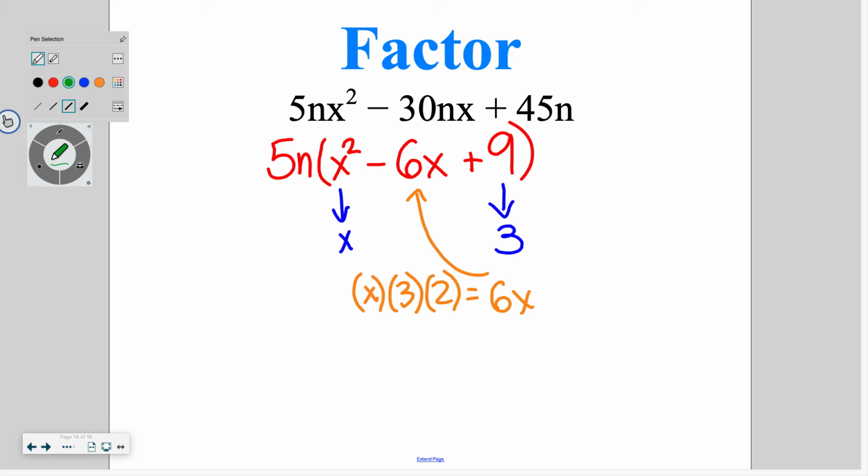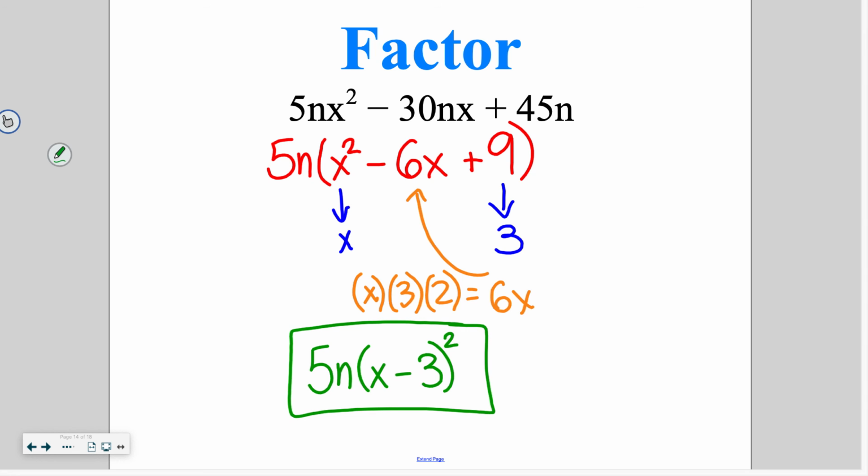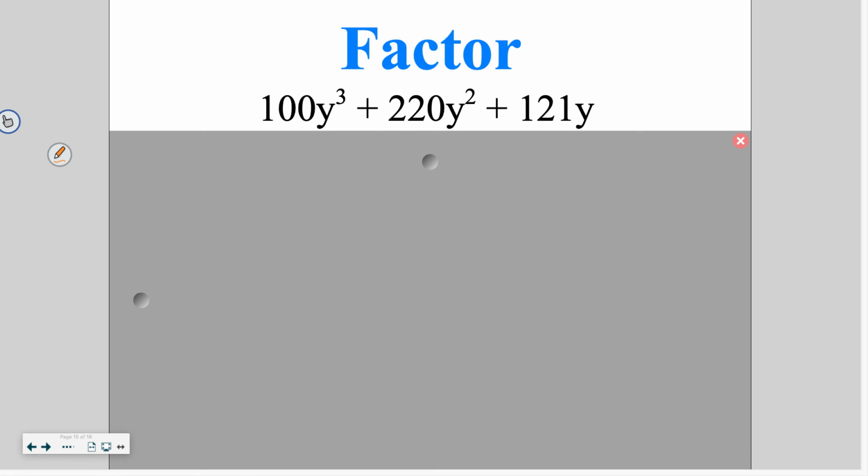So then my final answer would become x minus 3, because we've got that minus from the middle. And then we have in the front that GCF, that term that we pulled out at the beginning. So we pulled out a term and then proceeded on to our special case. Go ahead and try this one on your own.